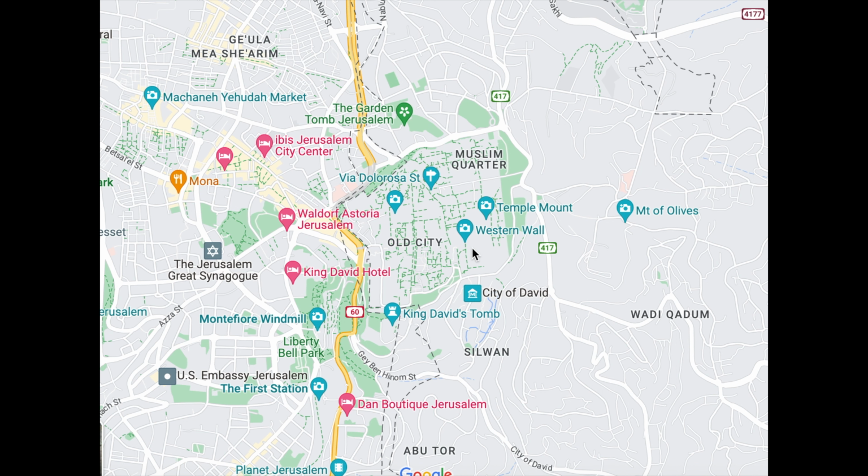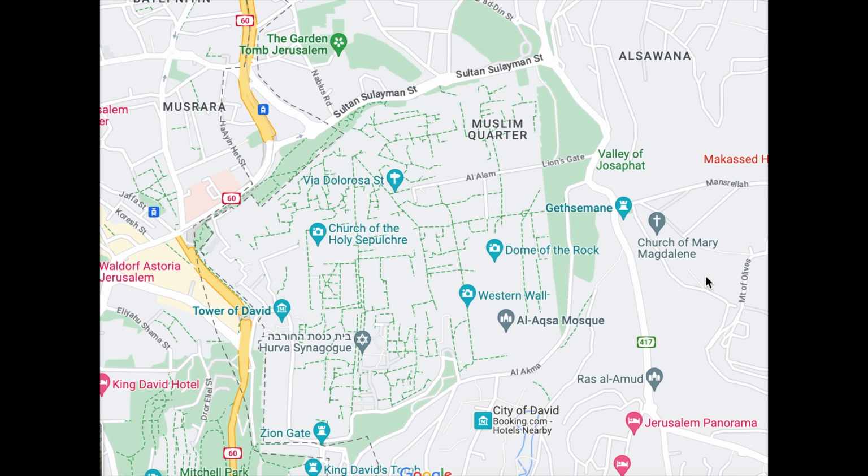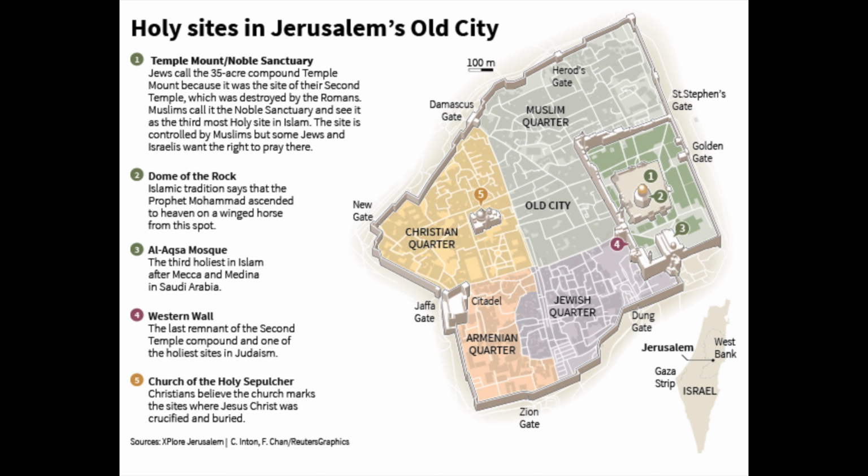Now this is the old city of Jerusalem here, located in East Jerusalem. And the city is surrounded by walls built during the Ottoman period. Located inside the old city of Jerusalem is the Temple Mount with the Western Wall, Dome of the Rock and the Al-Aqsa Mosque.